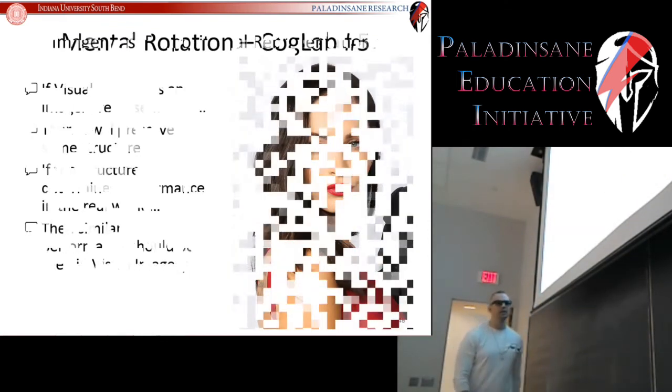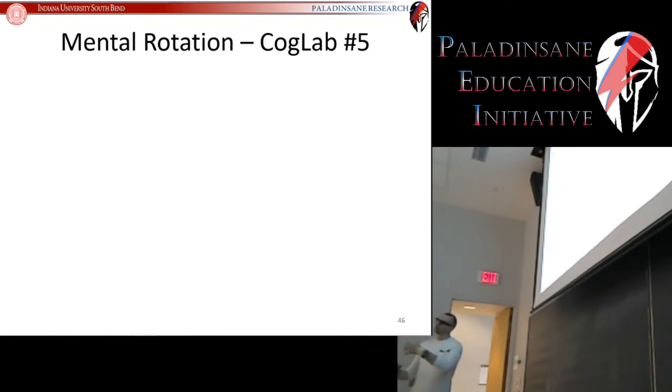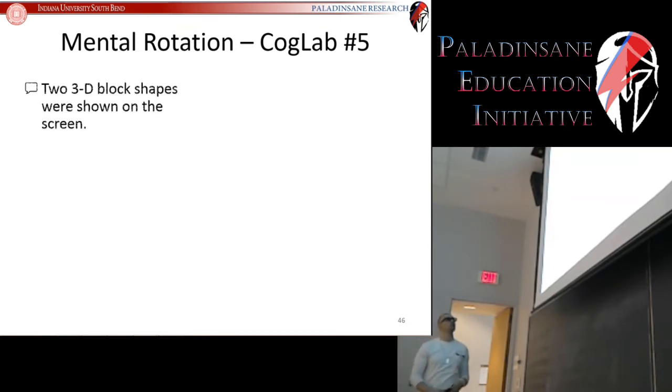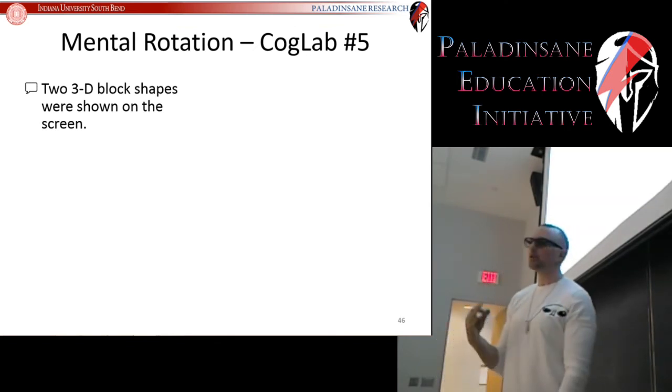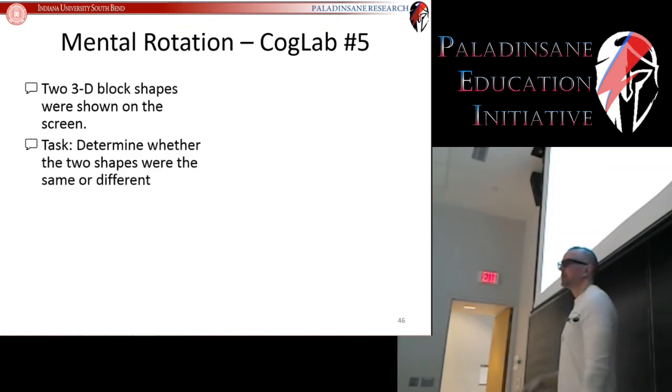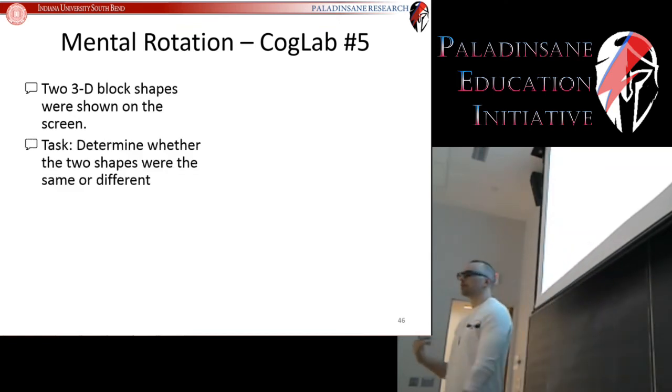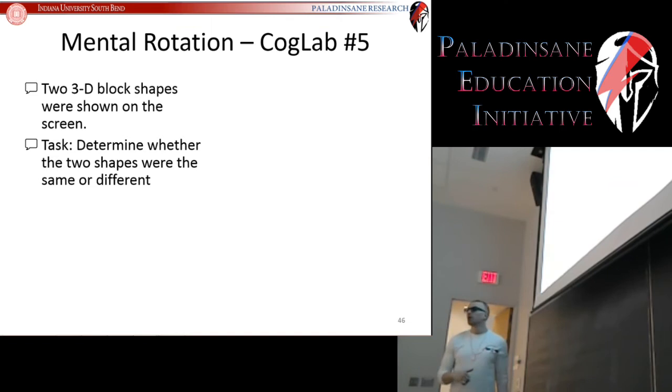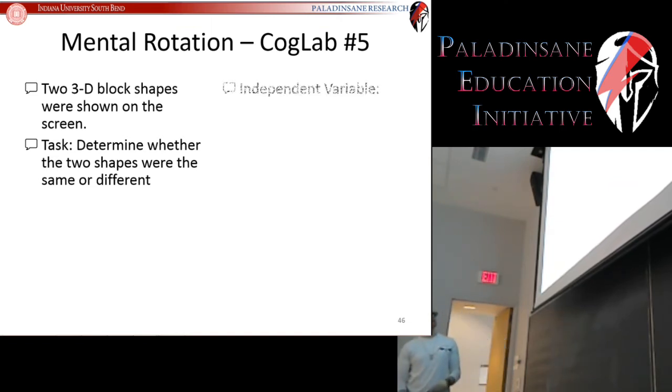All right, let's take a look at some evidence that they found to argue for the presence of visual imagery, the fact that we actually use visual imagery. All right, so this was the mental rotation CogLab. So in this CogLab, you were shown two 3D block shapes, and they were shown on the screen, and your task was just to determine whether those two shapes are the same or are they different shapes. So are they two shapes that are the same or are they different?